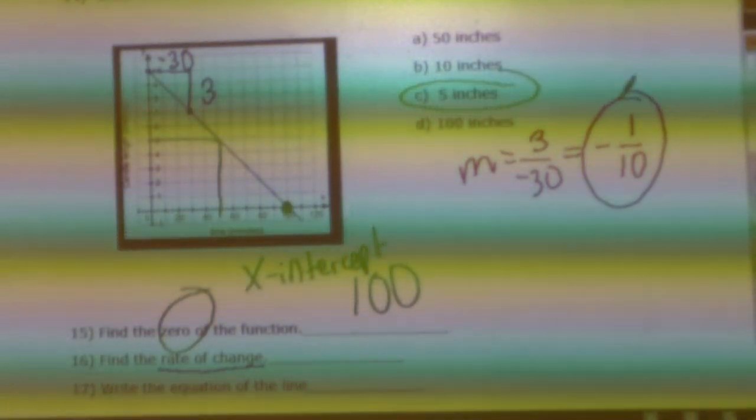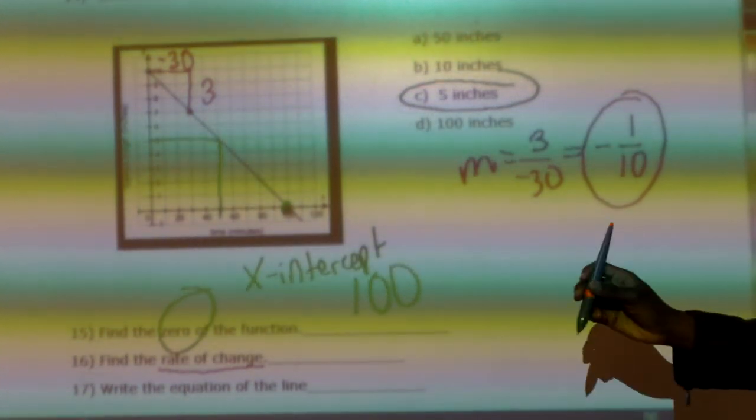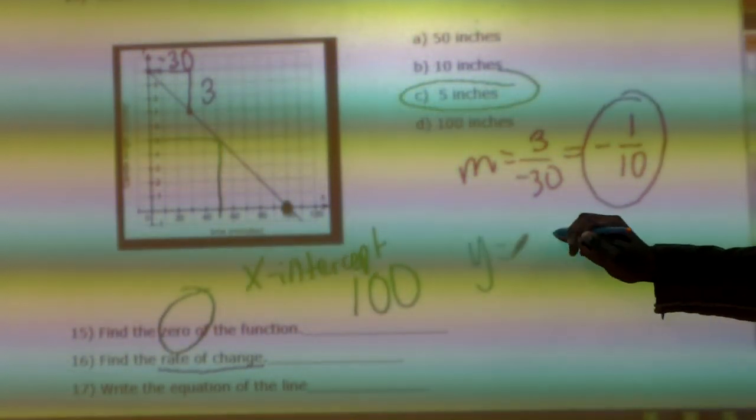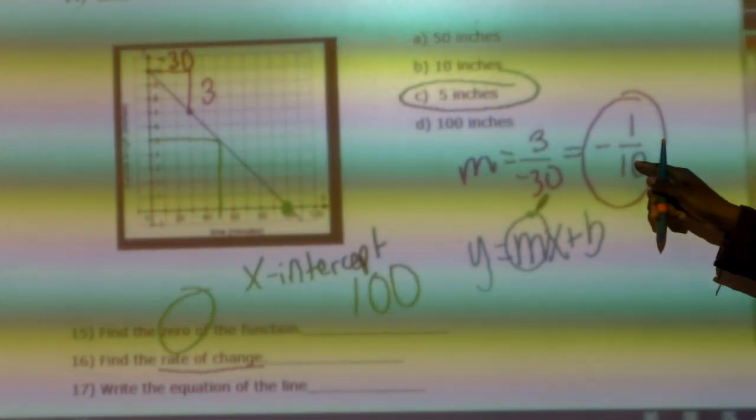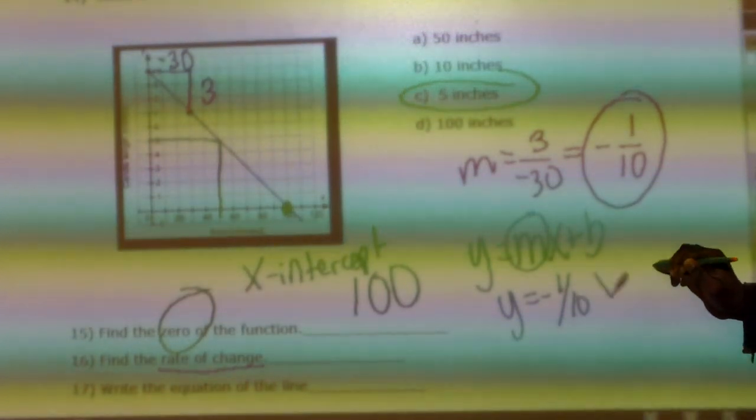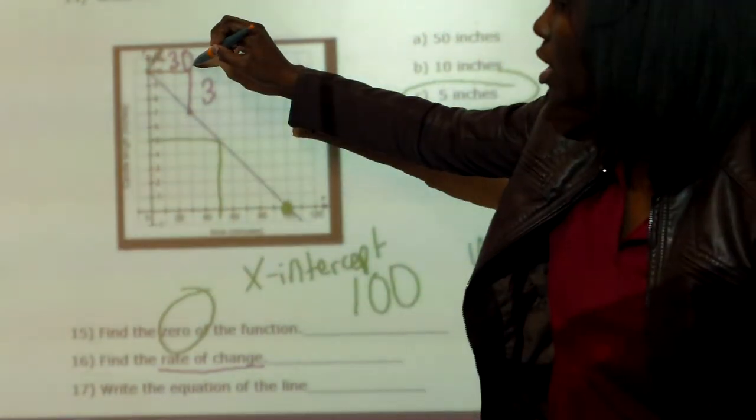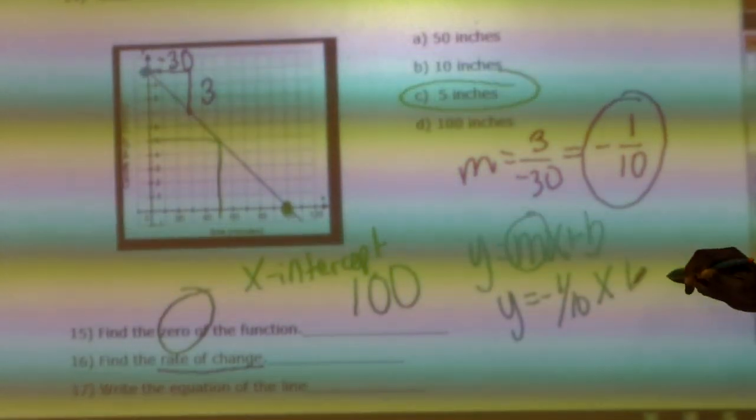Everybody got that? The last one says, write the equation of a line. Remember, an equation of a line is written in y equals mx plus b form. We know our slope is negative 1/10. So we have y equals negative 1/10 x. And the b is the y-intercept. You go to the graph. Where is it crossing the y? At 10.